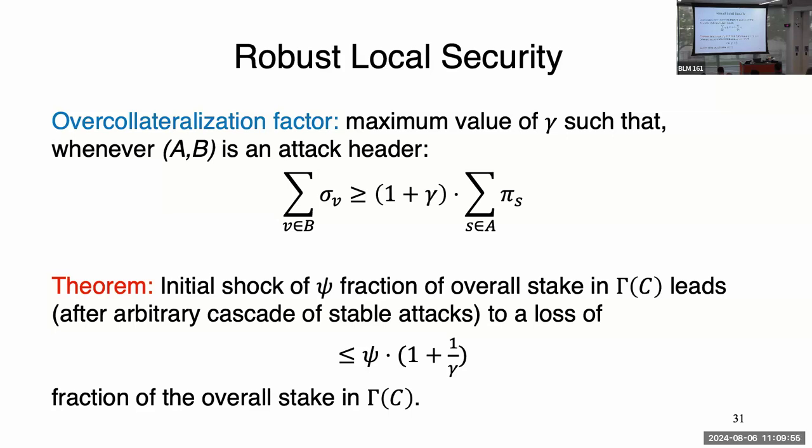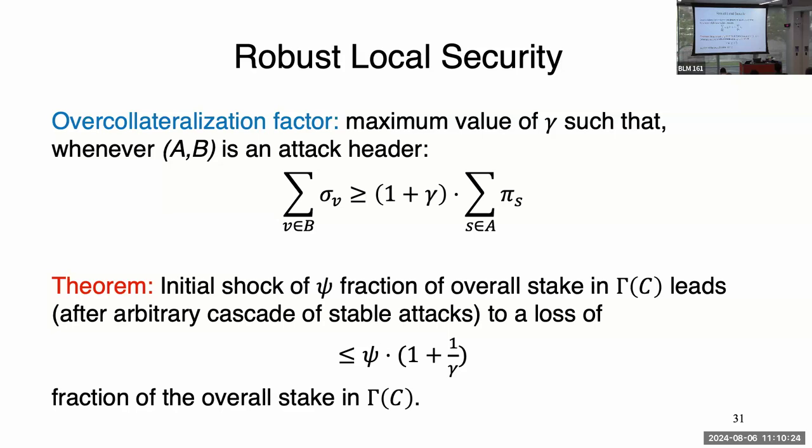Okay, so here's the analog of what we saw of our first result, but now specialized for a set C of services. You'll notice we have the exact same 1 + 1 over gamma blow up. So in some sense, the conclusion is the same, but I've already foreshadowed what all of the changes need to be. Here we say that rather than whenever we have A and B where B can attack A, we need this more general notion of an attack header. That's a superset of the pairs AB we had before, but otherwise it's the same overcollateralization condition.